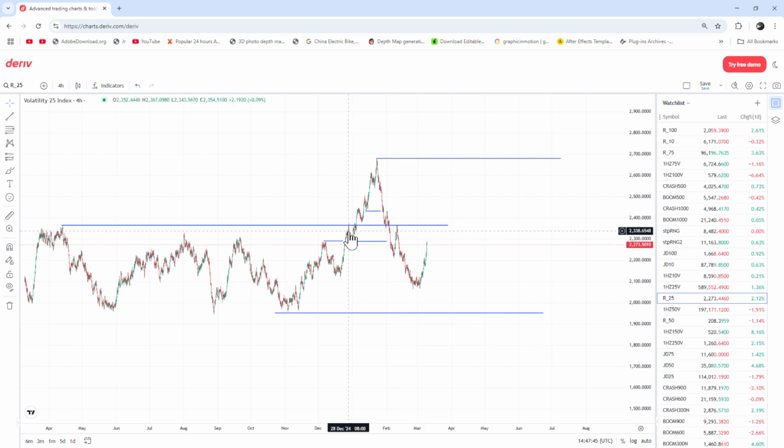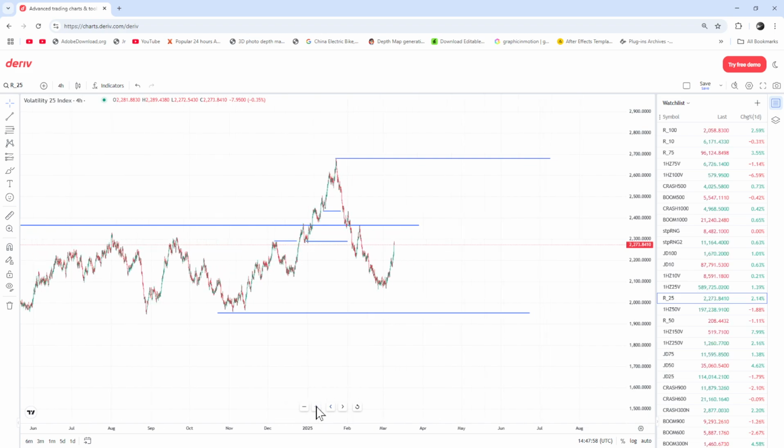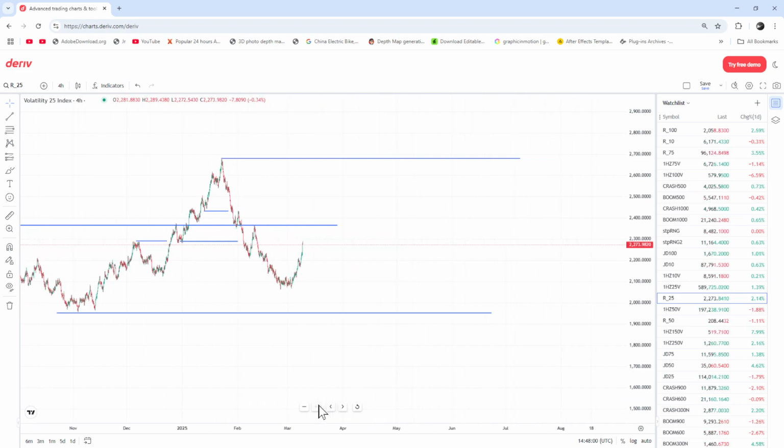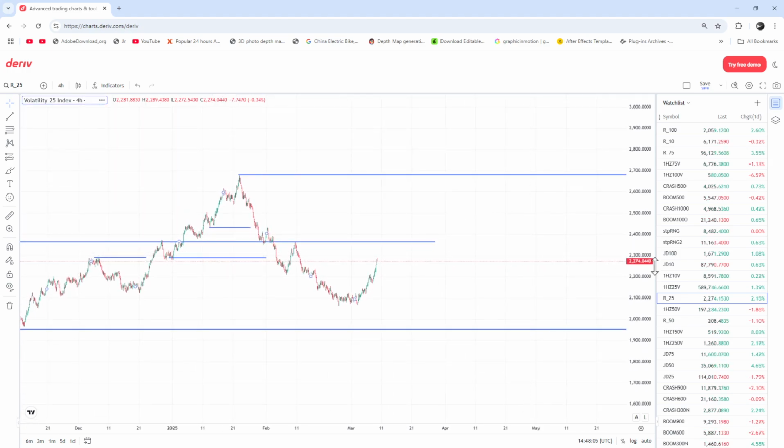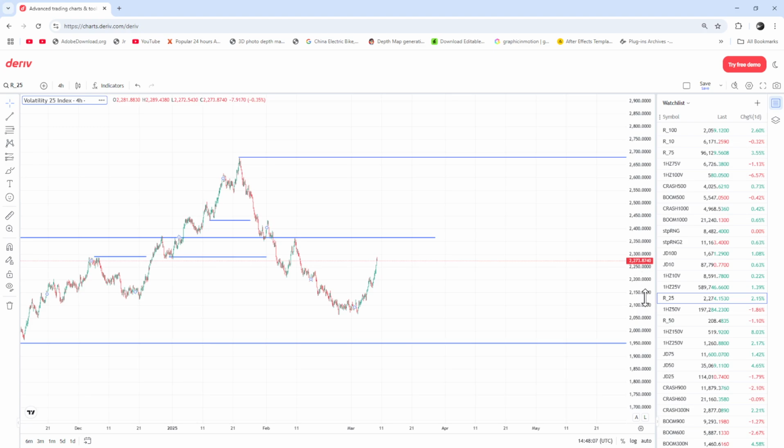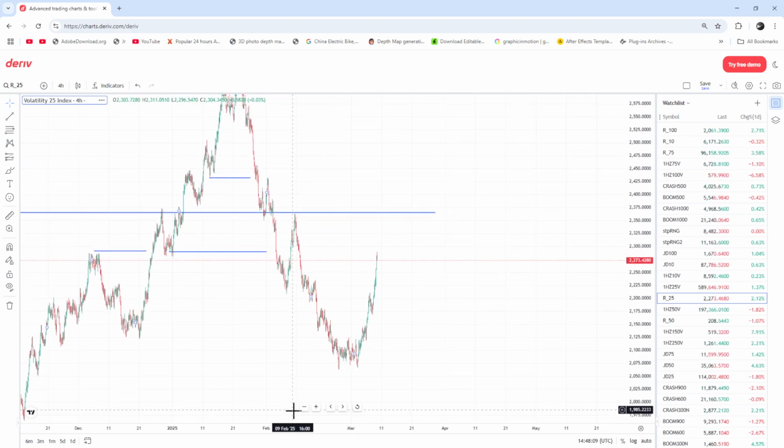Now whenever a level is broken, you need to look at which level caused this break of structure. Obviously this level here. Let me zoom in in order for you to see it properly. Let me zoom in like this. Let's have a closer look here.